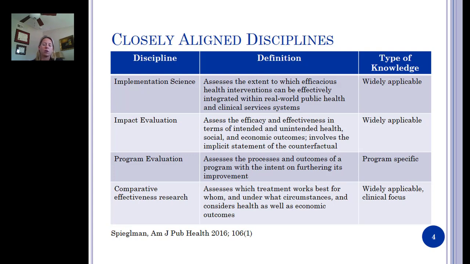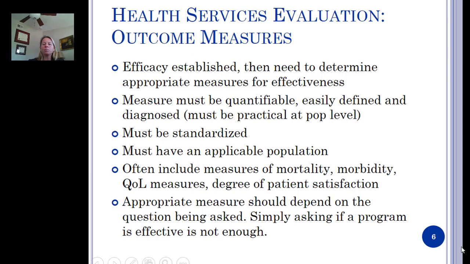And then finally, there's what's called comparative effectiveness research, or CER. This is to assess which treatment or treatments work better for specific populations and under what circumstances that occurs, as well as consideration of other health indicators such as economic and social ones. Generally, findings from comparative effectiveness studies are widely applicable, but there is a clinical focus.